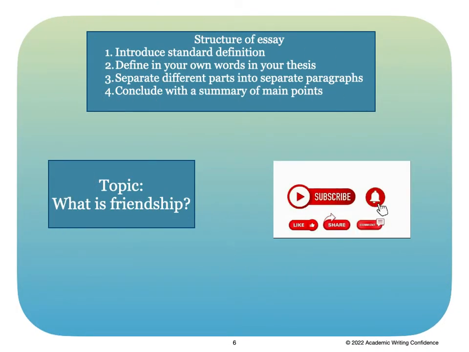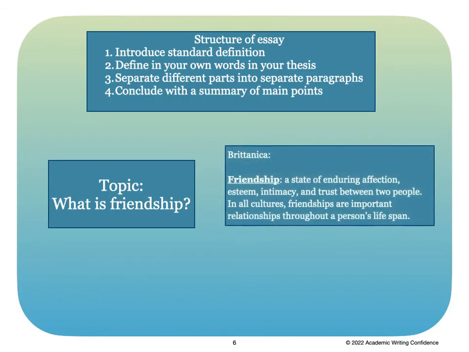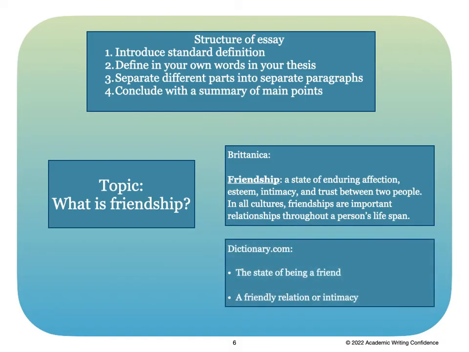Let's take the topic, what is friendship, as an example. First, you will look the word up in a dictionary. The Britannica says that friendship is a state of enduring affection, esteem, intimacy and trust between two people. You might also look in another dictionary to see if you find anything different. Dictionary.com defines friendship as the state of being a friend, or a friendly relation or intimacy.